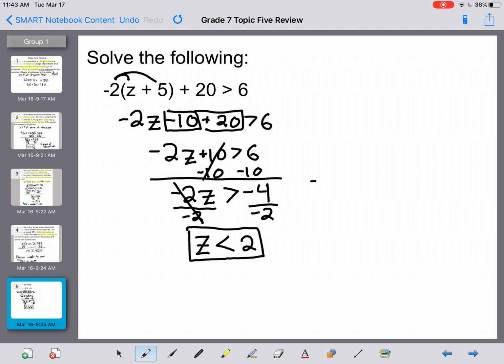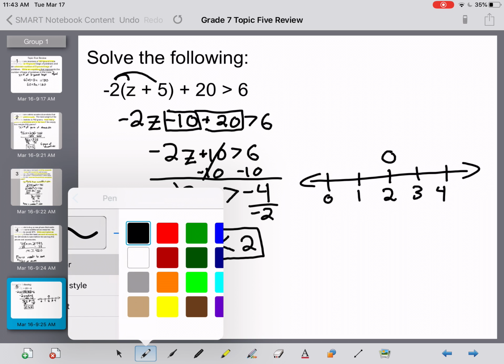And since this is an inequality, I'm also going to have to draw my number line and graph it. I put my number that I get in the middle. I'm going to do two numbers on either side. To the right, I have a 3 and a 4. To the left, I have 1 and a 0. At 2, I'm going to put my circle. Since this is not less than or equal to, it's going to remain as an open circle.